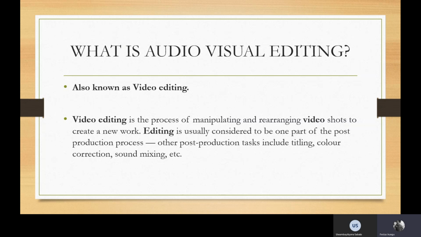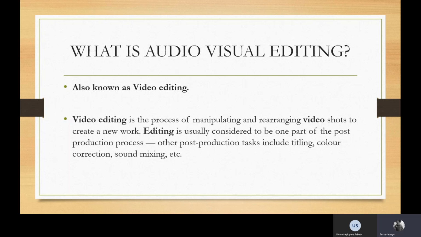So when you talk of editing, it is part of post-production. That means now you are preparing everything to be aired, because already you have done pre-production in scripting and doing whatever you want, maybe choosing the talent. After choosing the talent, you go to production, you go and shoot your video or whatever you want to shoot. Then from there, you come and now you edit in post-production process. So you are manipulating and rearranging video shots to create a new work. So it's one of the post-production process.